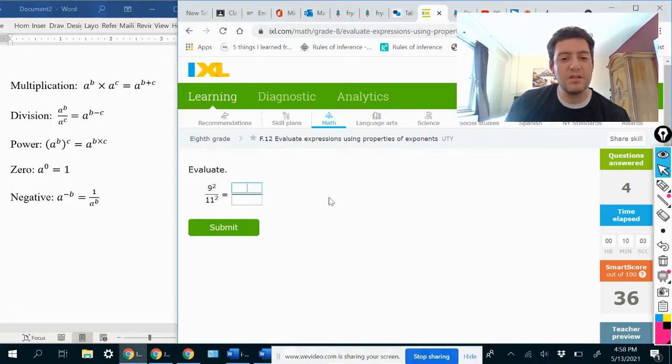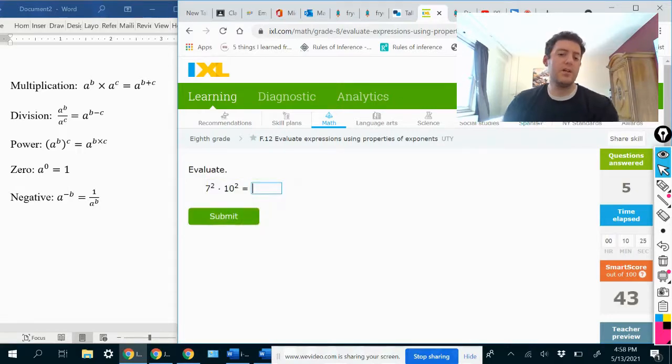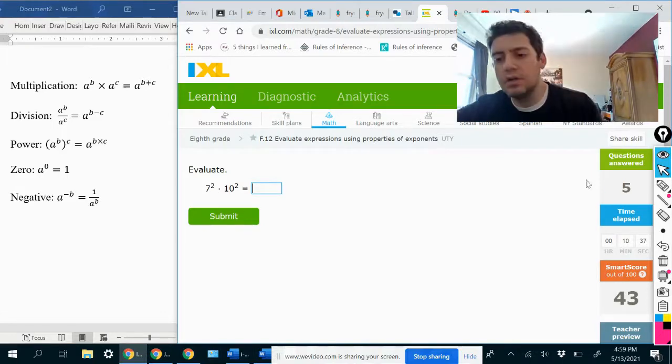So in this case, is there any way for me to simplify this? I don't think so. 9 and 11 don't have any common factors. So we'll just do 9 to the second power is 9 times 9, right? So that's 81. 11 to the second power means 11 times 11. That's 121. I don't think there's any way to simplify that. Yeah, okay. All right, so just that. Yeah, so for this over here, there are no rules that we could use to simplify this. We're just going to do it, right?